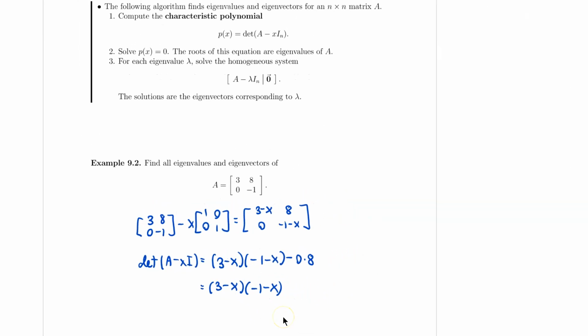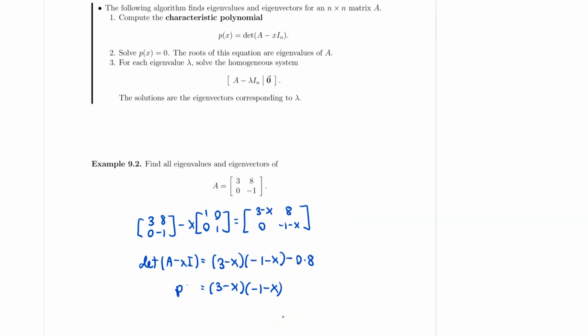This polynomial actually has a name. I'm just going to call it p(x). This thing is called the characteristic polynomial of the matrix A here. So this is all we have to do for step 1.